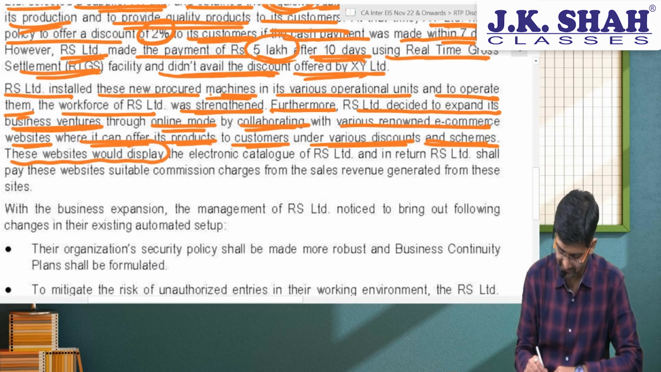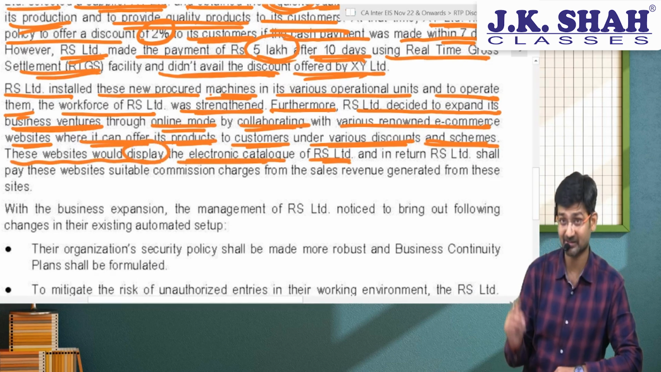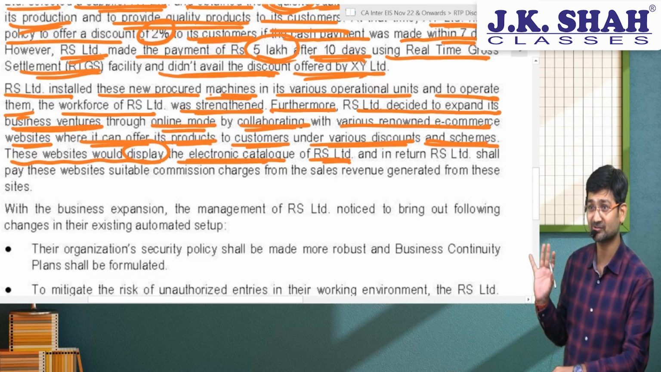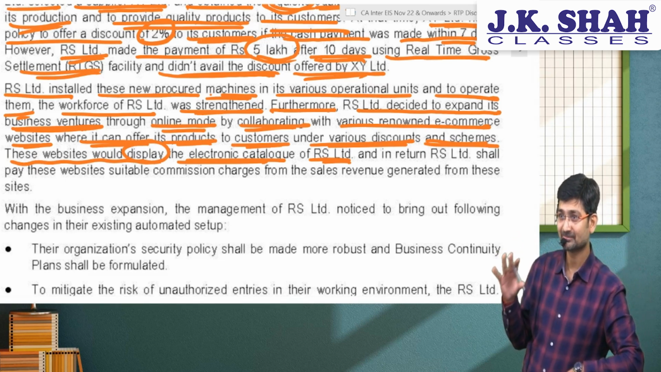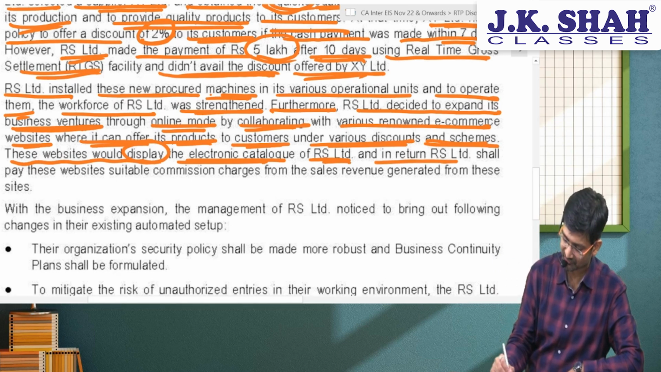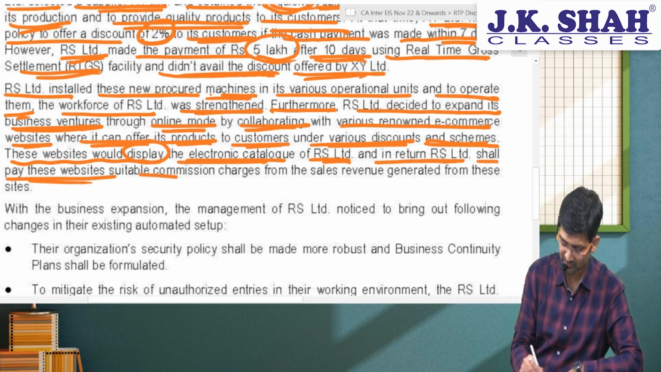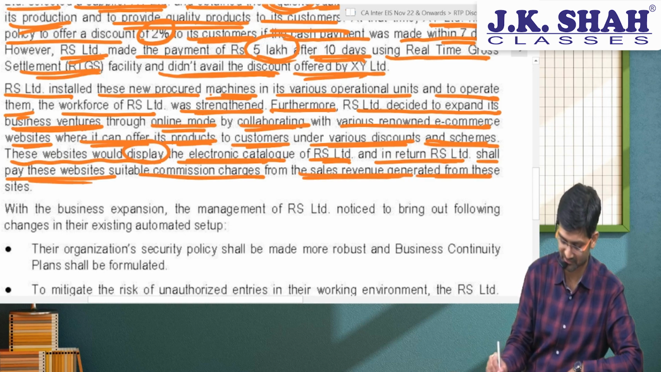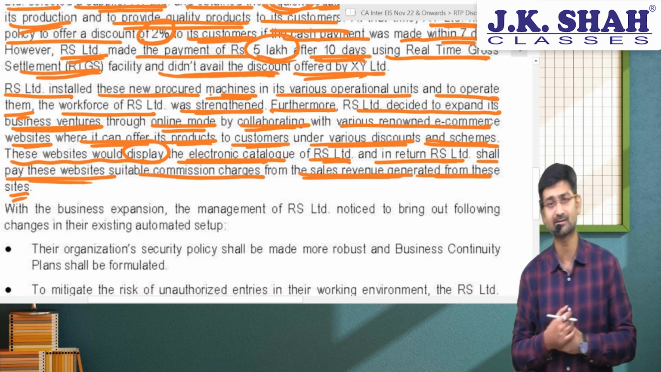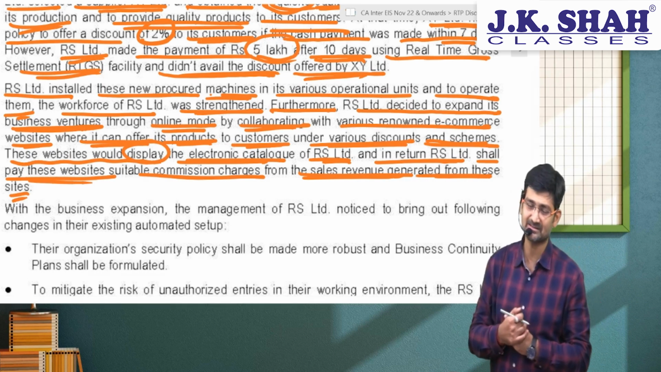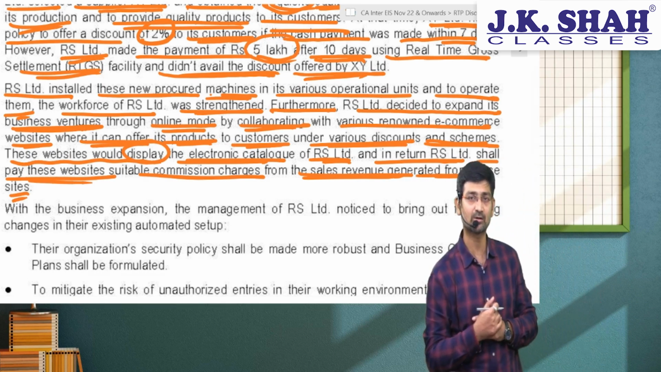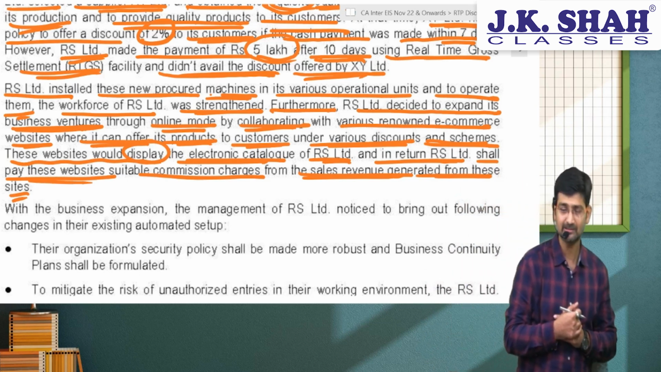These websites will display the electronic catalog of RS Limited. If you remember, components of e-commerce, the e-catalog. And in return, RS Limited shall pay these websites a suitable commission from the sales revenue generated from these sites. So it's a standard commission agent scheme, where they tie up with various websites. These websites are the selling agents, selling on our behalf, and against that we pay them a commission.